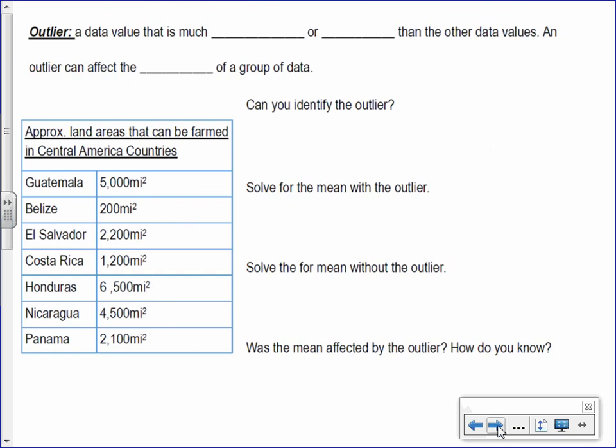Sometimes you're going to get an outlier. An outlier is a data value that is much greater or much less than the other data values. An outlier can affect the mean. So sometimes you're going to have a number that makes the average go way up or makes the average go way down.